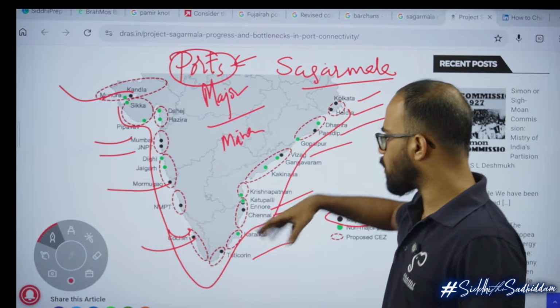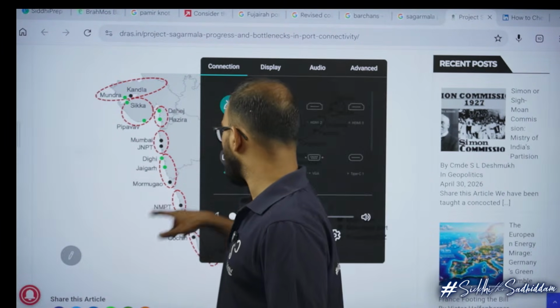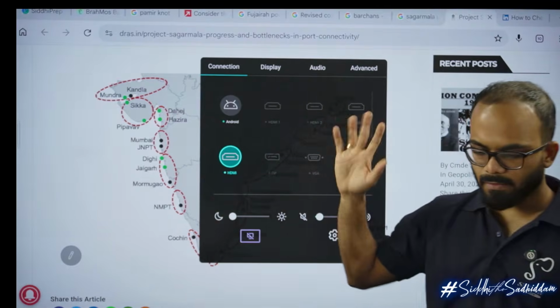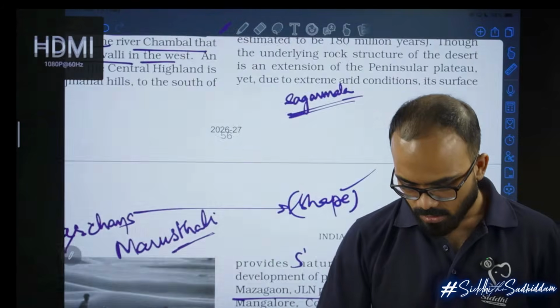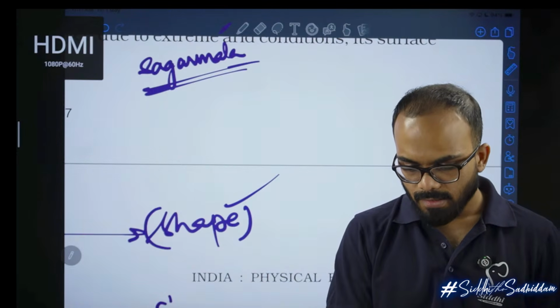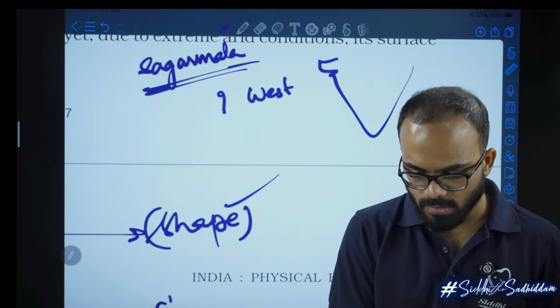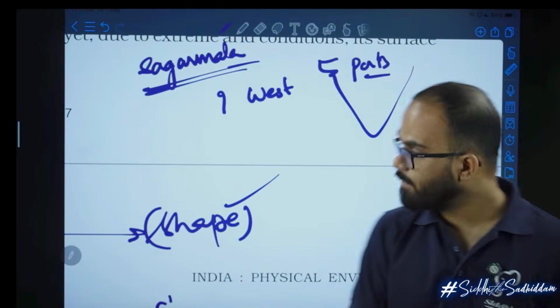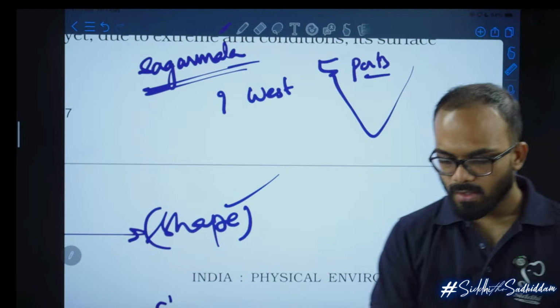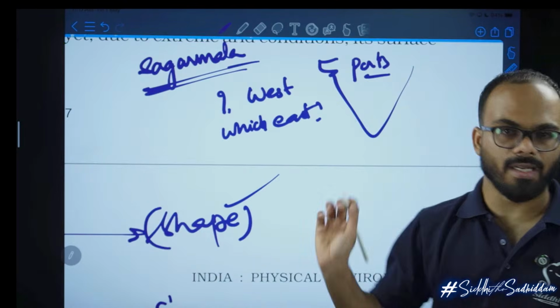So this is about ports and Sagarmala projects. Now that we were talking about coastline, I thought let us complete the word of Sagarmala also. So Khandla port, Mazgam. As far as ports are concerned, they can also ask you which of the following port is in West Coast. In ports, which port is in West Coast and which port is in East Coast. This they can ask you.